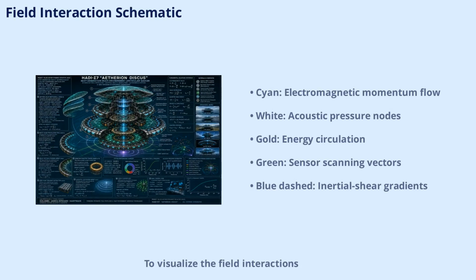To visualize the field interactions, imagine a cutaway diagram of the craft. Electromagnetic arcs, acoustic rings, energy loops, sensor rays, inertial gradients, and coupling traces are all shown in distinct colors. Each field supports a specific function. Electromagnetic transport guides waves, acoustic nodes stabilize lift, sensor vectors enable prediction, energy loops power active systems, and inertial zones reduce maneuver burden. This integrated field logic is what sets the Aetherion Discus apart.